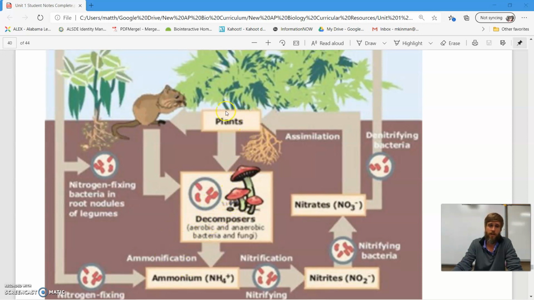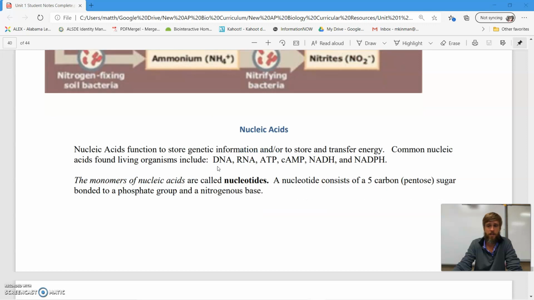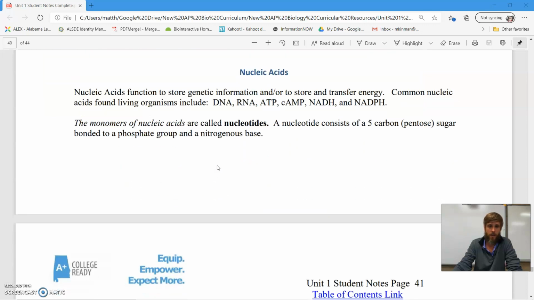Decomposers also break down plants. So that is why you need a certain amount of compost in your garden. That's one reason why you need compost in your garden. If you're a gardener, or you will be one day, you need compost for decomposers to break down and form your nitrogen for your plants. All right, and so that is the nitrogen cycle. So the next video will be all about nucleic acids.